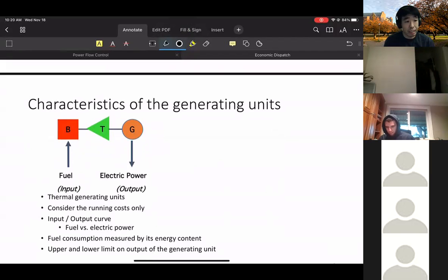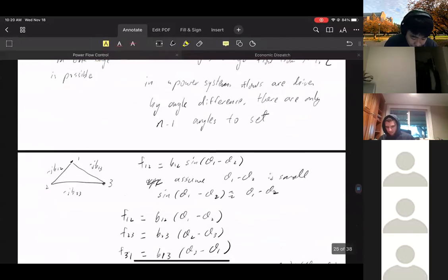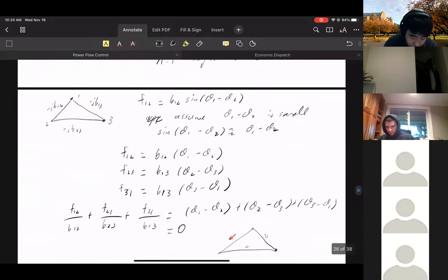Quick question. Yeah, go ahead. At the very start of the lecture, I kind of missed, what is the function F12 or F23? Oh, those are the line flows on the lines. So it's not a function. This F stands for flow. It's a flow on this line. It's the power flow from 1 to 2. Okay, thank you.